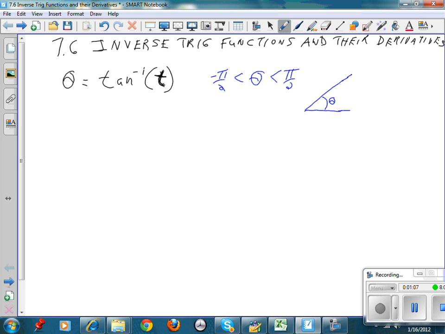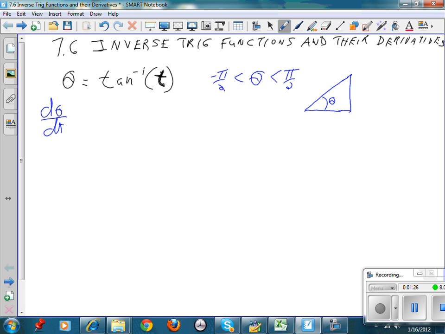So we're getting an angle theta. So anyway, what are we interested in finding? Well, we're interested in finding d theta dt. We want to know what's the derivative of this function.